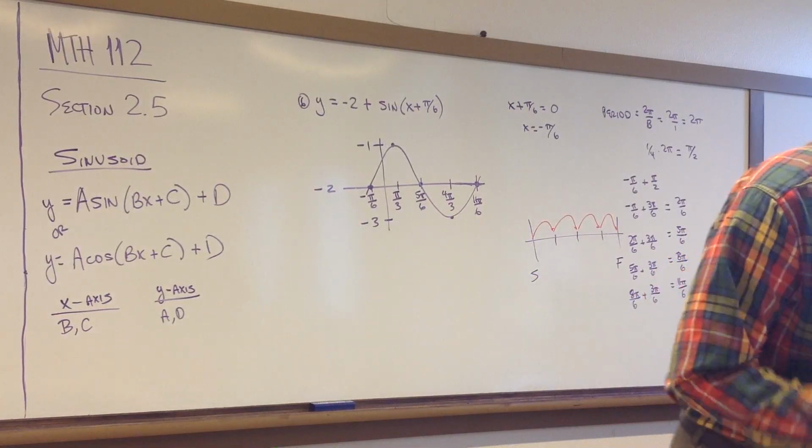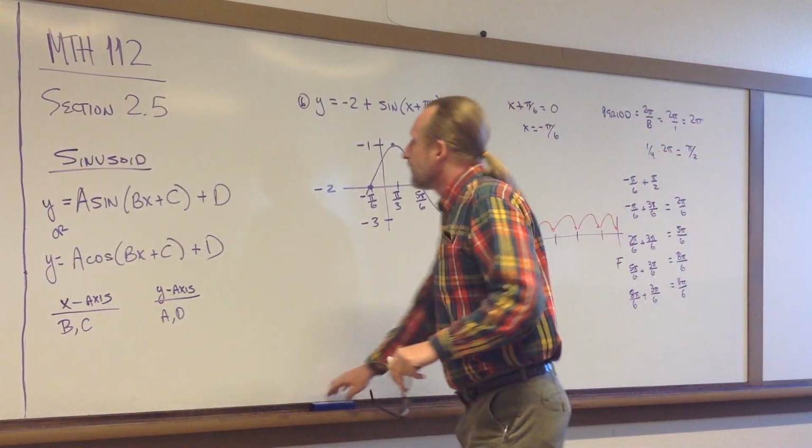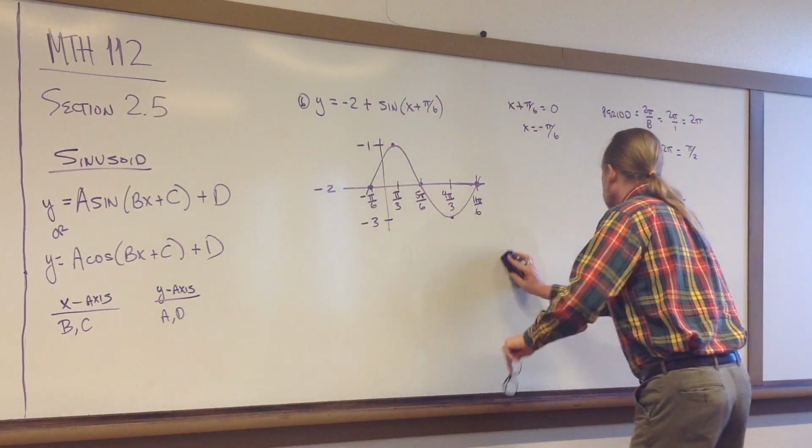Let's see, we haven't seen one that has a period different from 2pi. That's what number 8 is for. Let's take a look at that one.